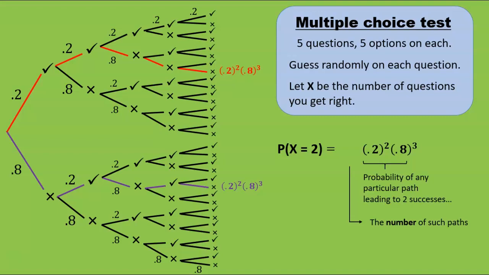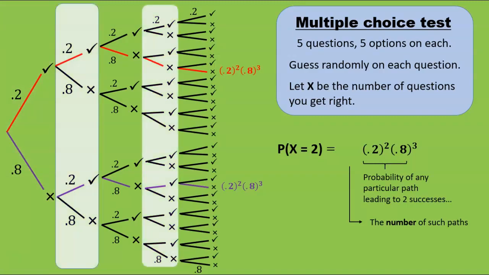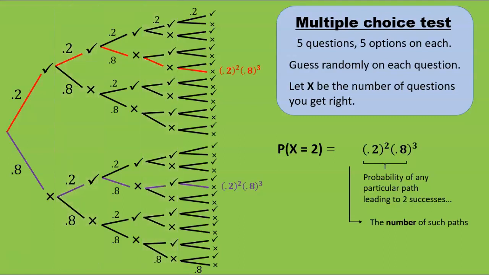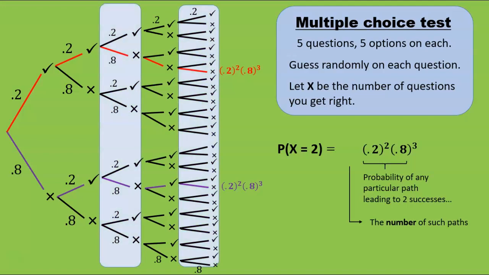For example, the red path goes up in the first 2 strips, and it goes down elsewhere. The purple path goes up in the 2nd and 4th strips, but it goes down everywhere else. And conversely, if you pick any 2 strips at random, there will be a path that goes up in them and goes down everywhere else.